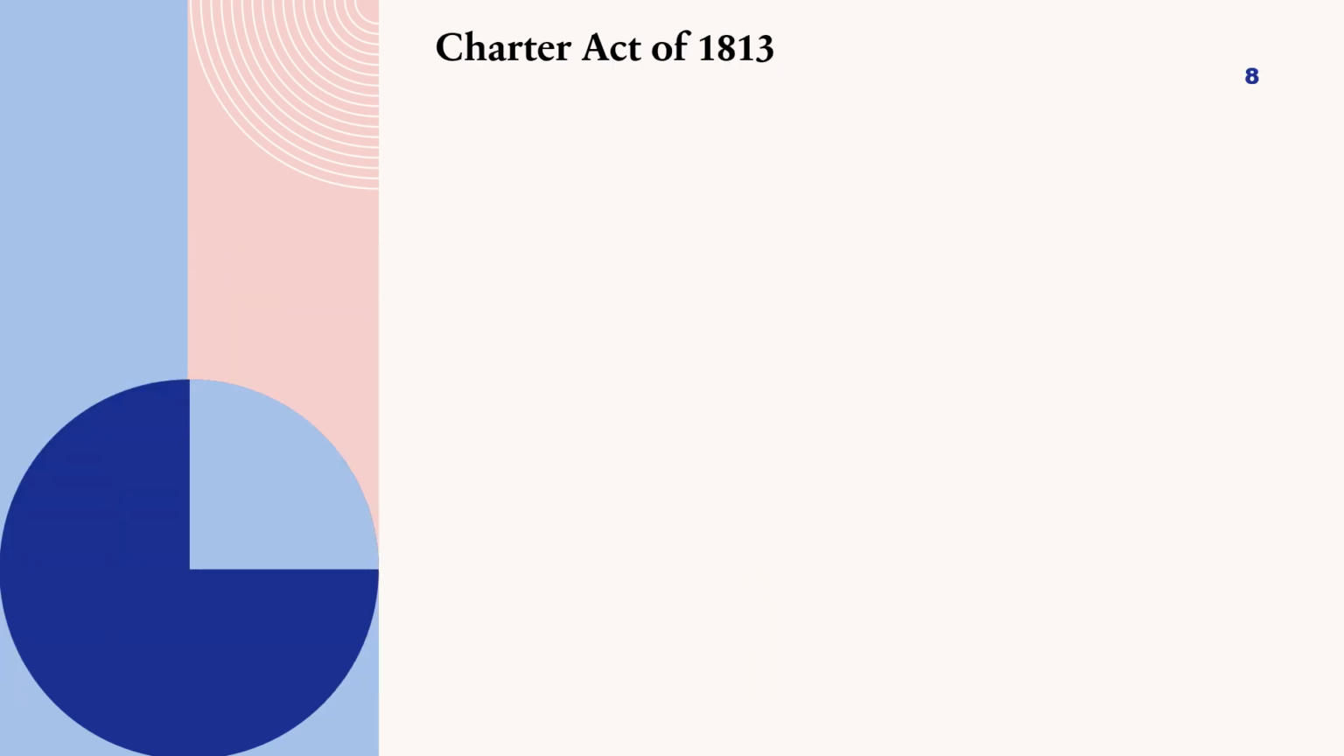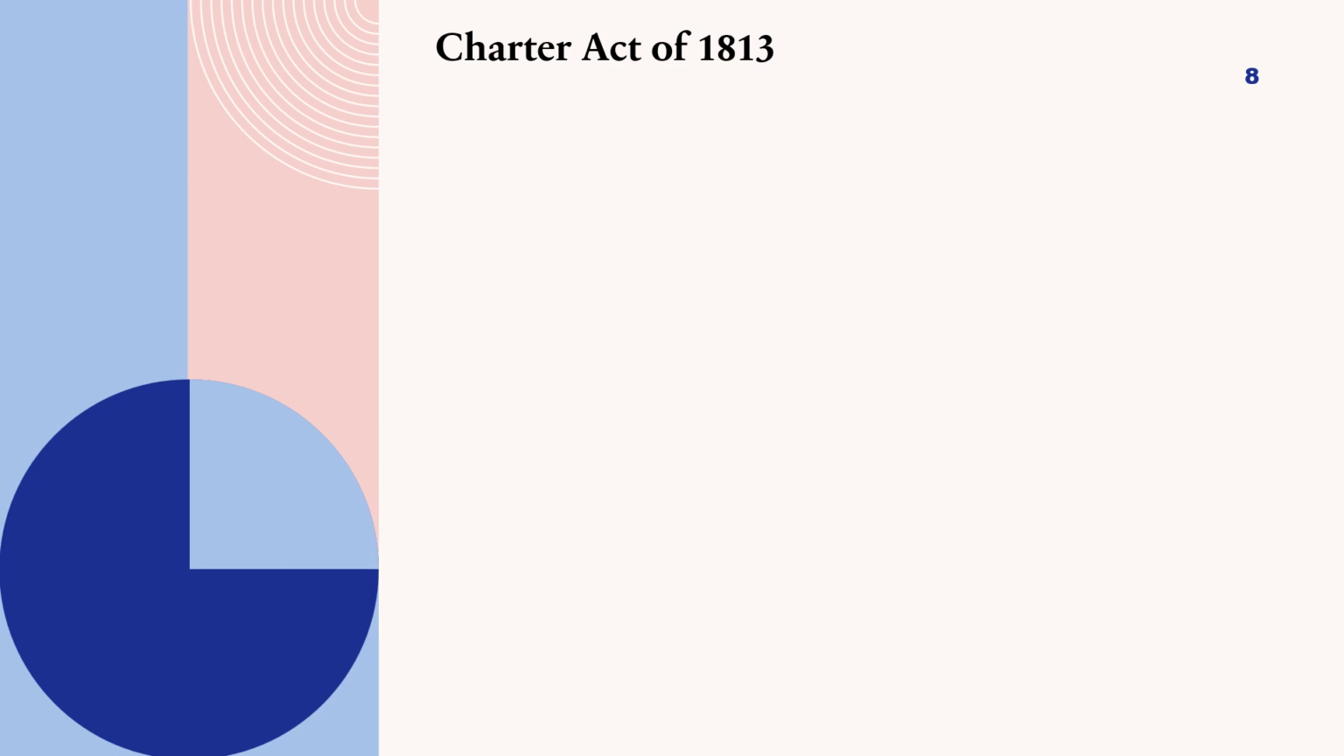Next chapter is the Charter Act of 1813. It abolished the trade monopoly of the company in India. That is, before this act, trade was open to the East India Company only. After this act, trade was open to all British merchants. However, it continued the monopoly of the company over trade in tea and trade with China.